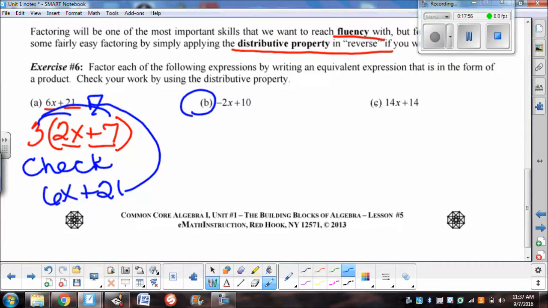You are going to do B and C and come to class. So pause the video, go back and do the problems that we've circled that I've asked you to come to class with. Rewatch some things if you need to. Come prepared to work tomorrow in class.